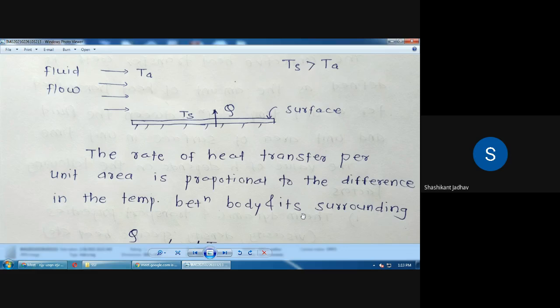So this rate of heat transfer per unit area is proportional to what? It is proportional to the difference in the temperature between the body and its surrounding. So in this case, the temperature of the body is Ts and the temperature of the surrounding fluid flowing around this plate is nothing but Ta. So Ts minus Ta. Whatever the heat transfer rate per unit area, that heat transfer rate is directly proportional to the temperature difference. Okay.